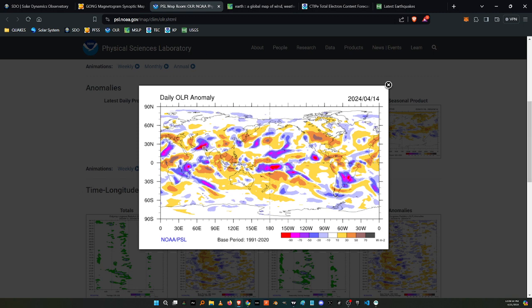But you want to look for these areas of dark, like dark red. They're a lot stronger. You know what I mean? Some of these dark brown areas, the brown is a positive electromagnetic influence. The red is the negative electromagnetic influence. So we want to look for OLR anomalies that are near plate boundaries.